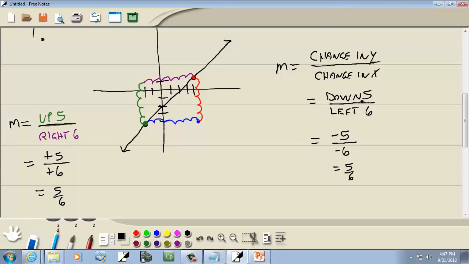So again, if you're going down, it's negative. If you're going left, it's negative. If you're going up, it's positive. If you're going right, it's positive. Now you notice it doesn't matter which point we start at, we end up with the same slope. So that would be your answer. It's 5/6.